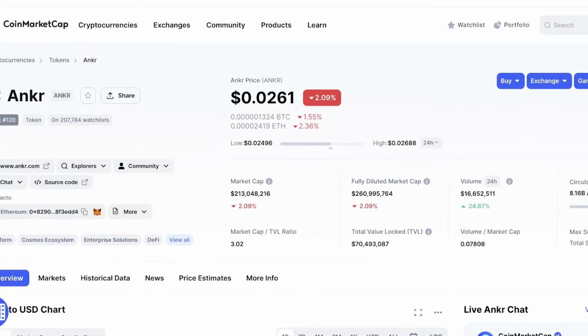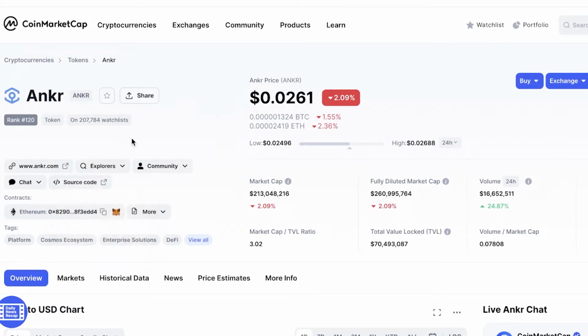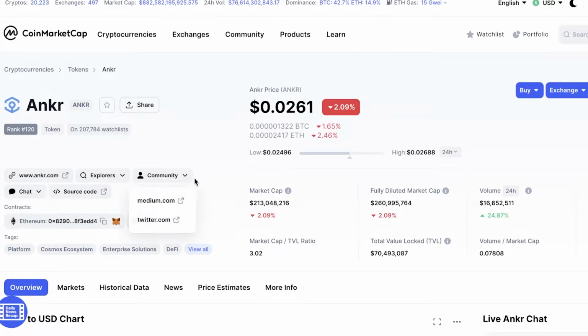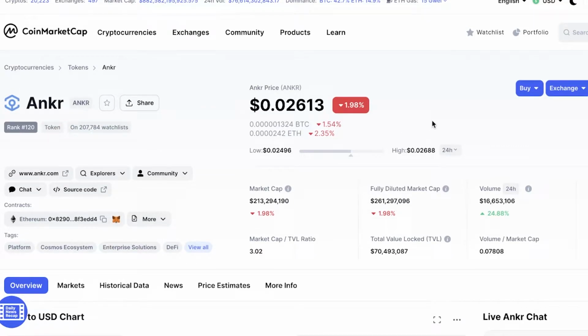Well, on this platform, they have created their native coin called ANKR, by the same name. The Ankr coin is presently ranked 120th in the overall list of coins according to CoinMarketCap. It is present on over 200k watchlists. The overall price for Ankr presently is $0.02613, and it went down 1.98%. But that is because BTC and Ethereum also went down today, so that is a reflection of that.